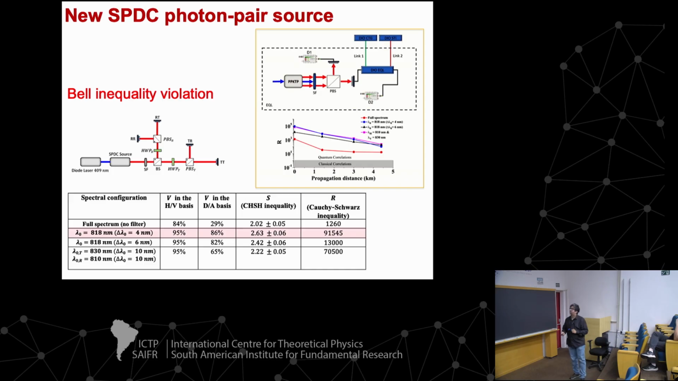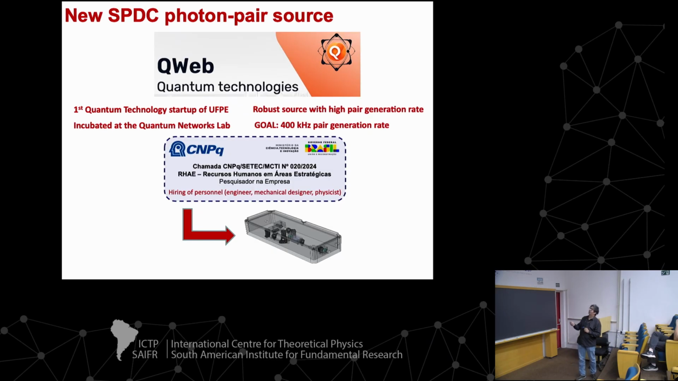And I'm calling attention to this because, oh, sorry, there is another thing for the SPDC source. As I mentioned, we are looking for something that's simple, something that we can reproduce and distribute in the network. So actually, this ended up being an innovation project. We built a startup, QWeb, the first quantum technology startup of UFPE, and it's incubated in my lab. Our goal is to have something with a high repetition rate, at least 400 kilohertz for the pair generation rate. So we are going to use longer crystals, and we're going to optimize that recipe.